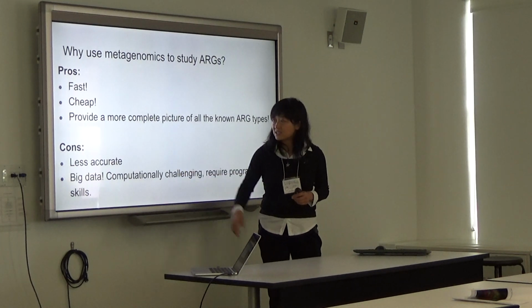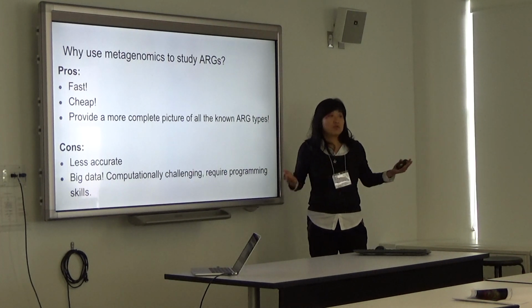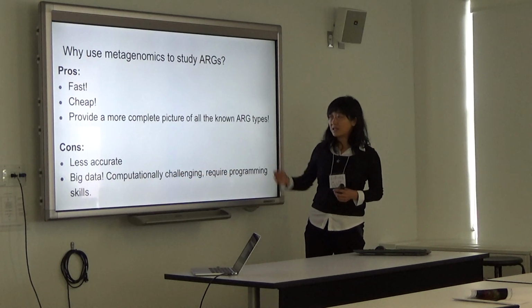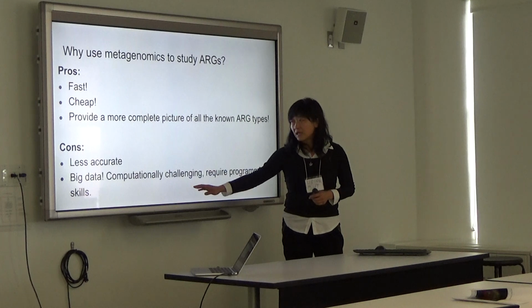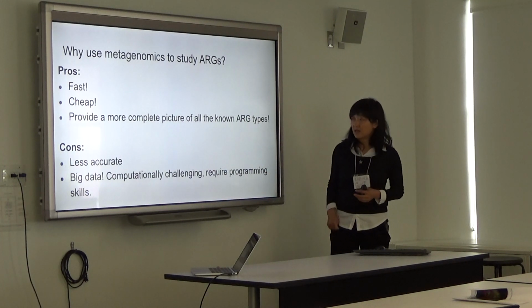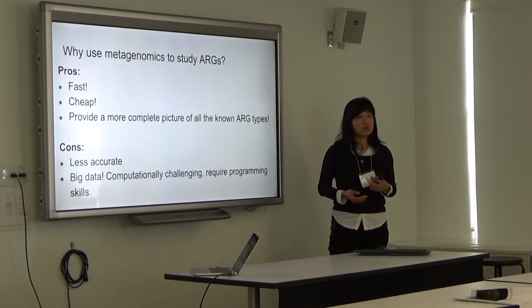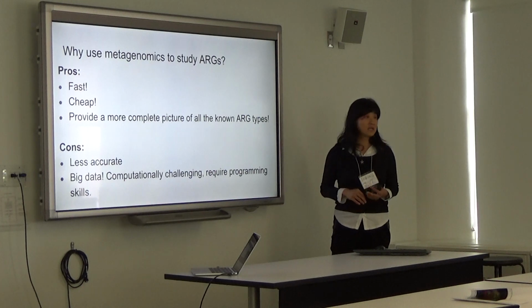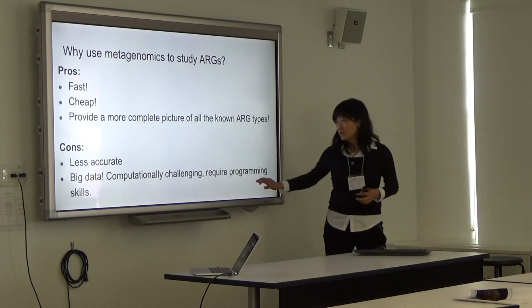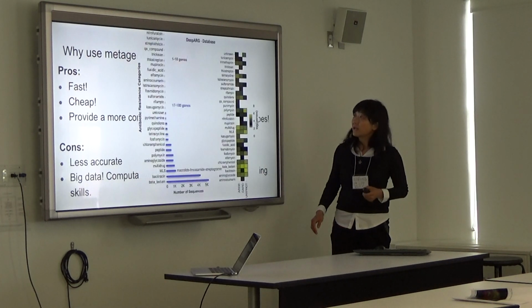The con is that it's less accurate, because it generates random pieces of DNA, which could be from anywhere, right? So it might be less accurate than more targeted studies of ARGs. And the other one is that it's more challenging. It's big data. Usually our collaborators generate hundreds of gigabytes of data from just one sequencing run. So you really need programming skills to handle them.